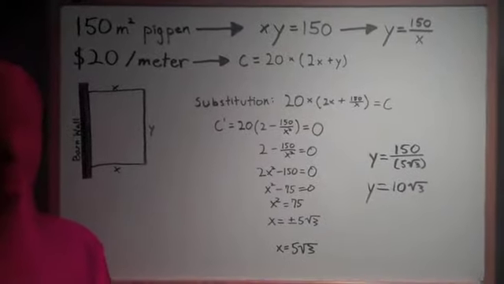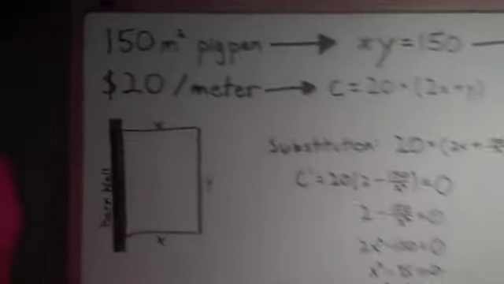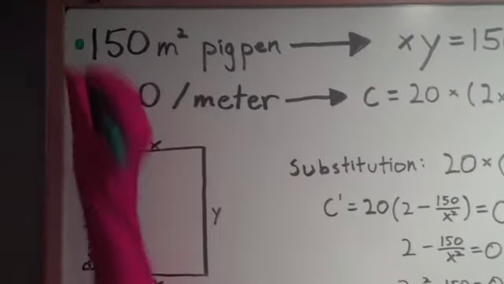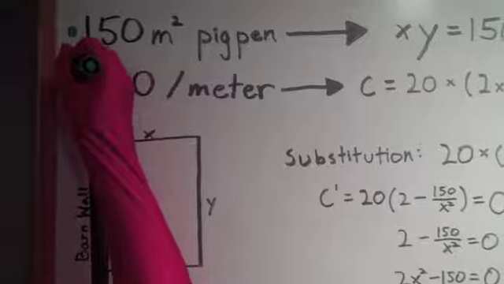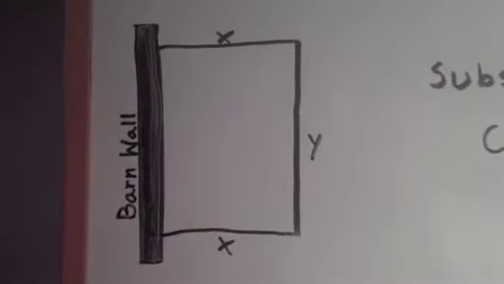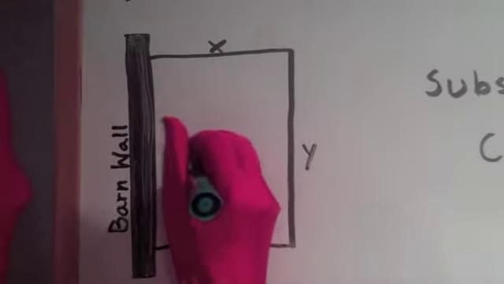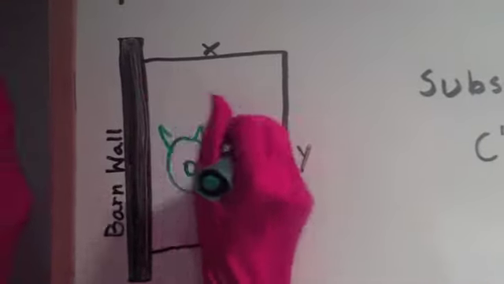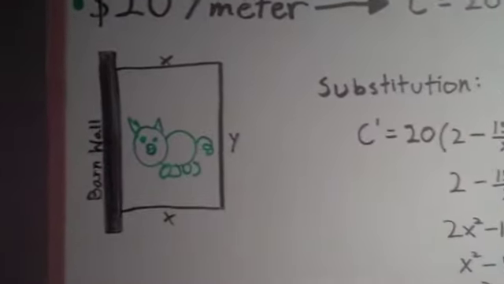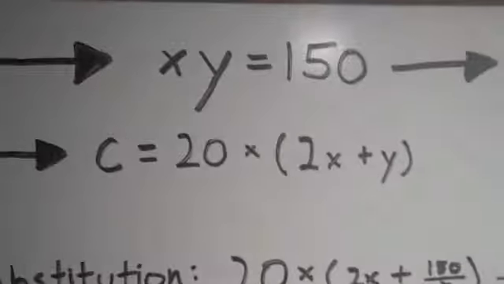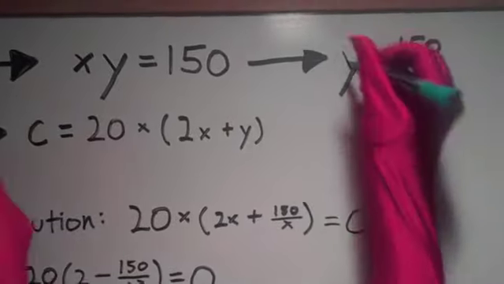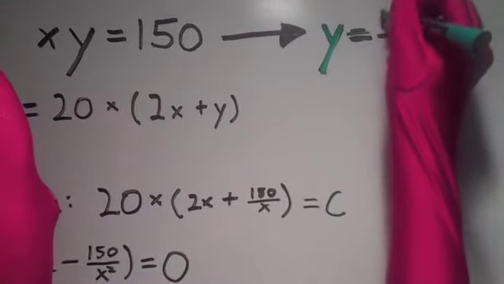In this example, the following information is given. The farmer wants a 150 meter squared pig pen, and each meter of fencing costs $20. Here is a diagram to represent what he wants. It is a pig pen. The area of the pig pen can be represented by the equation xy equals 150. That's solved out to one variable, y equals 150 over x.